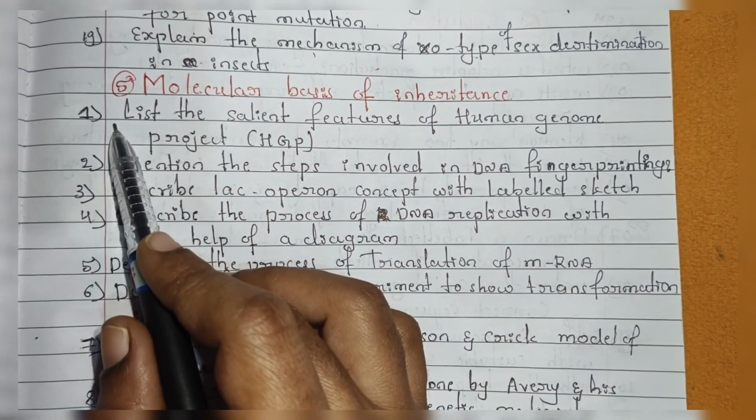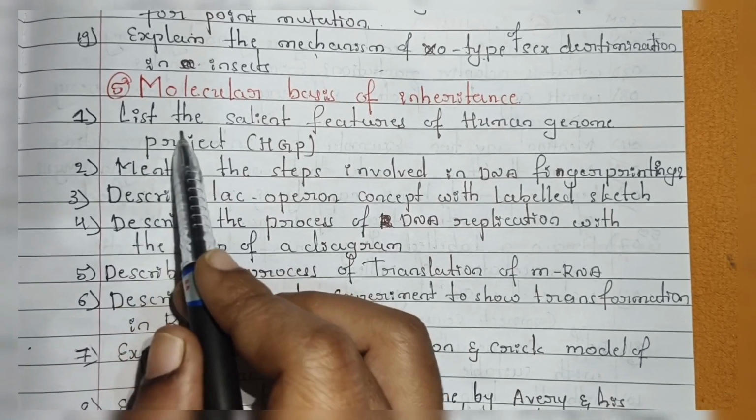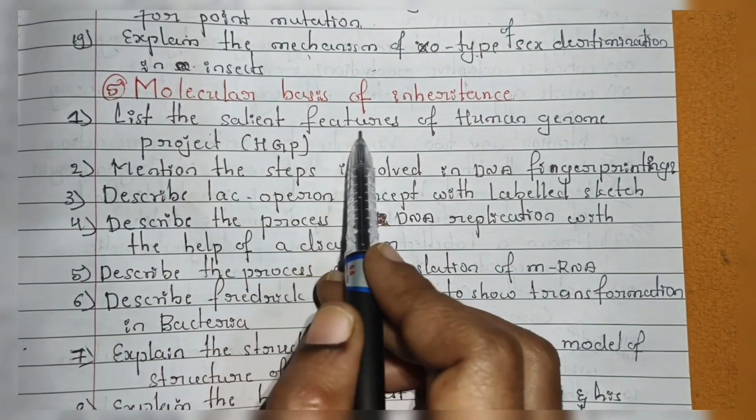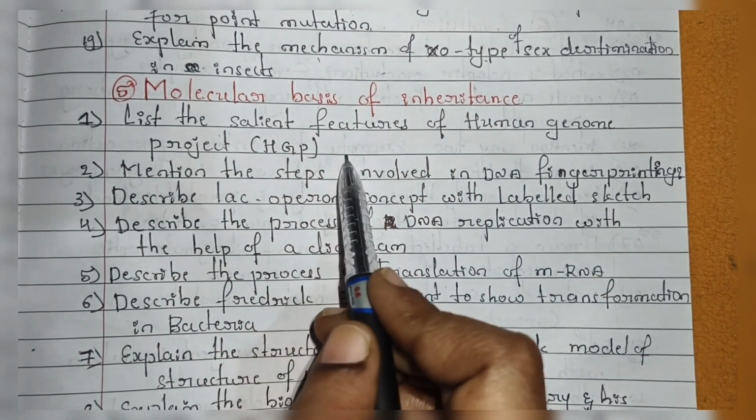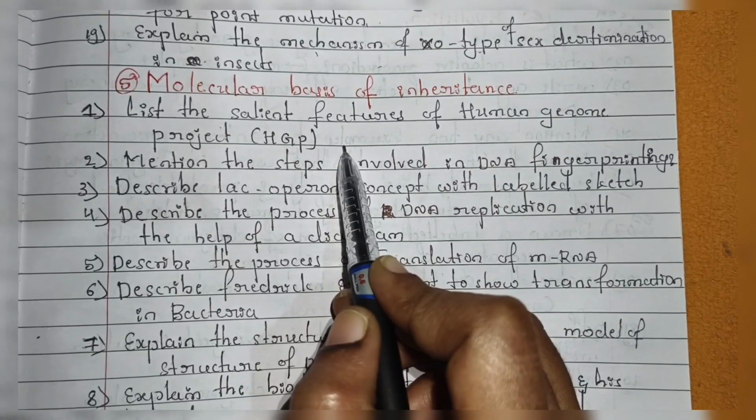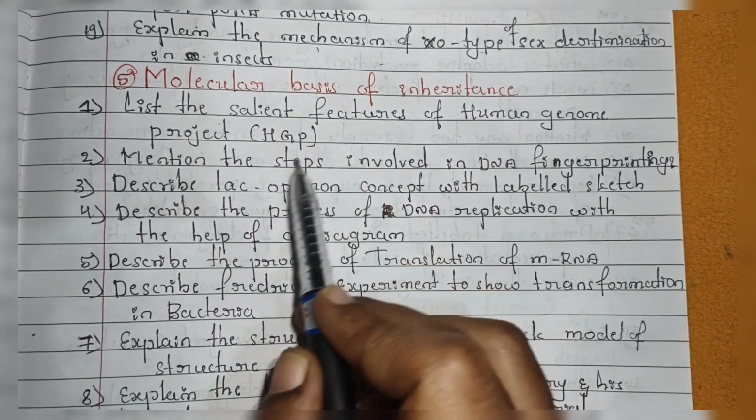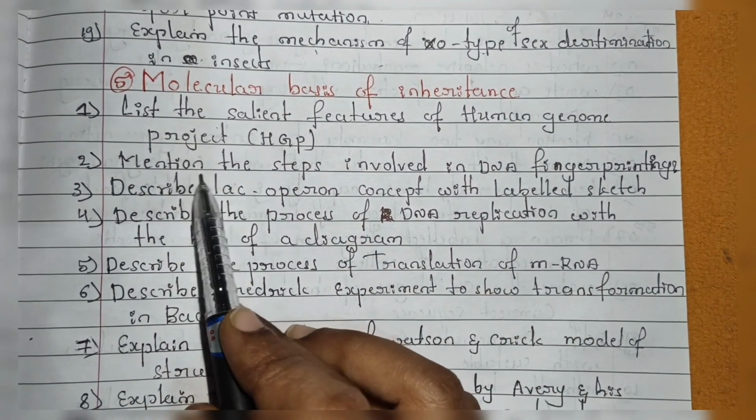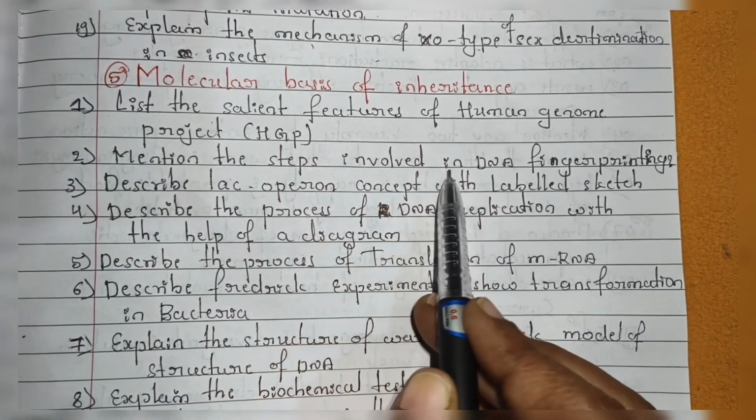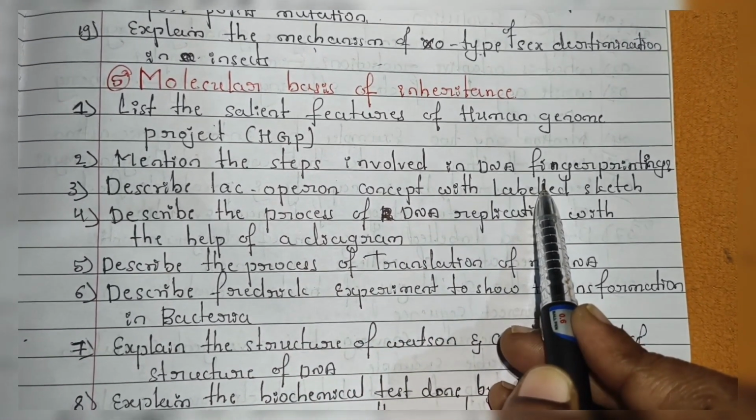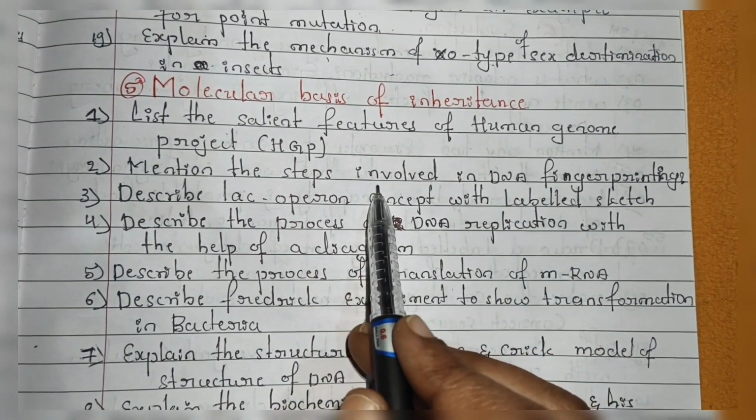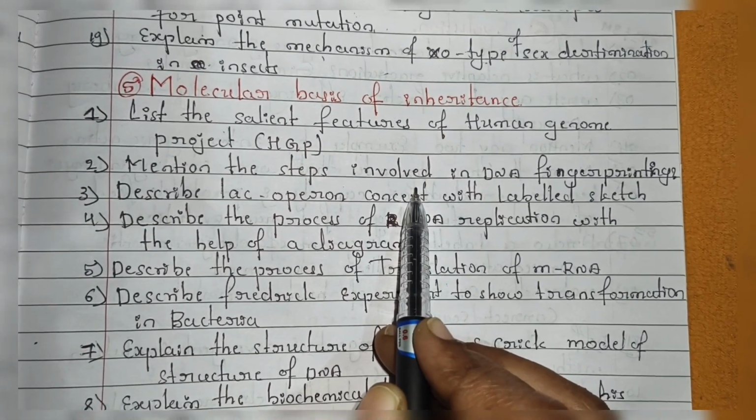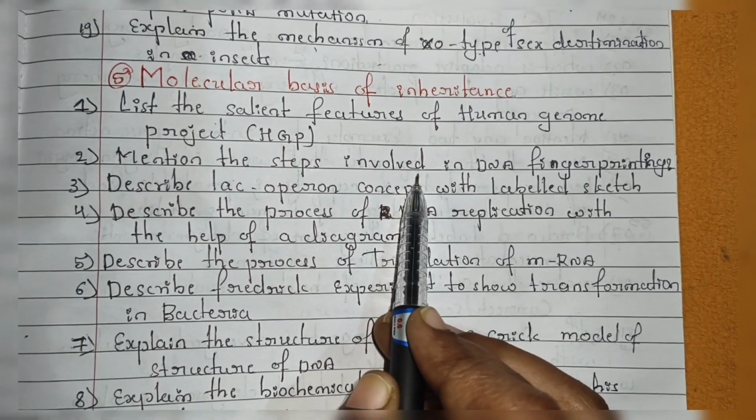And from this 5th chapter, the first question is, list the salient features of the Human Genome Project. It is most important, many times they ask a question based on this topic. And the second one is, mention the steps involved in DNA fingerprinting. You have to write what are the steps involved in DNA fingerprinting. Those you have to write.